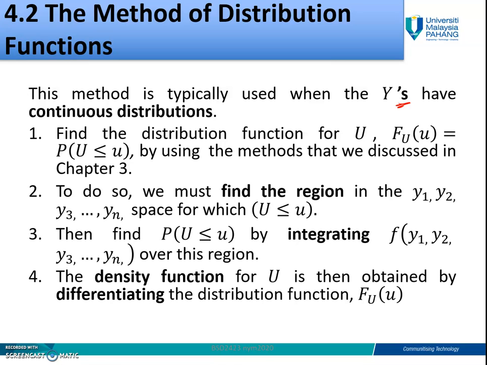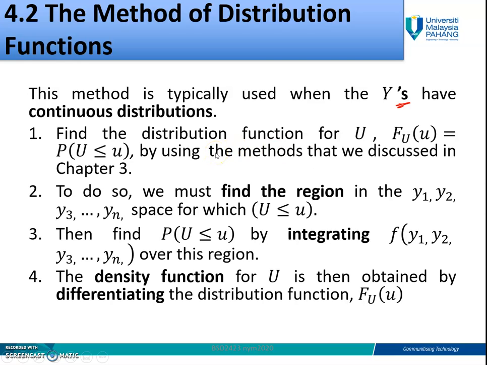You know that you have continuous distribution and you have discrete distribution. For continuous, there is a way to find the distribution function, which you should know from the previous chapter. In order to find the probability distribution of the function, first you must find the distribution function for U, where F_U(u) equals the probability that U is less than or equal to small u. By using the method that we discussed in chapter 3, we can do that.